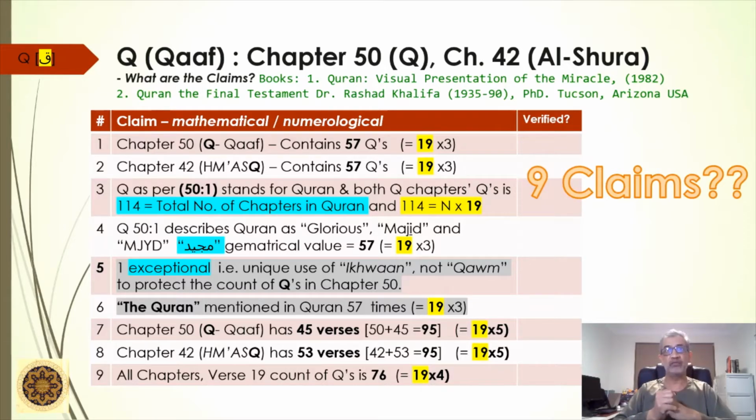That's one of the significances of why the Quran is precise with which words are used where, because there's also a foundational mathematical method at play as well. Now, claim number 6 is the Quran itself. The word Quran is mentioned in the Quran 57 times.